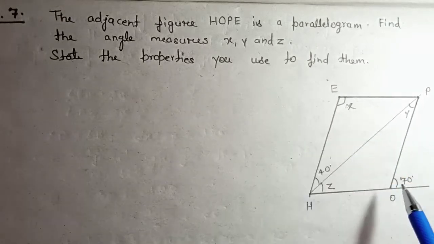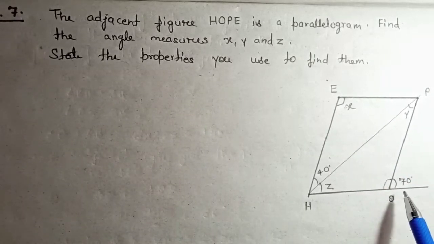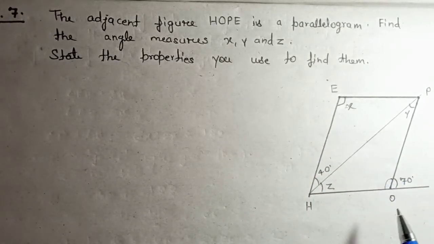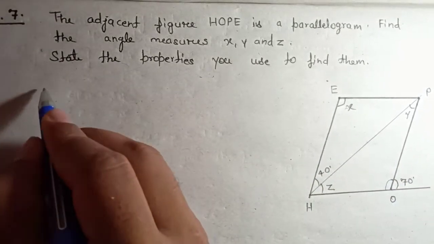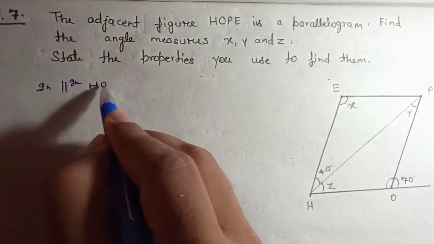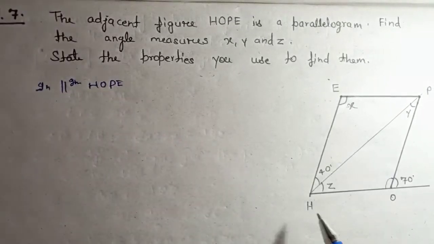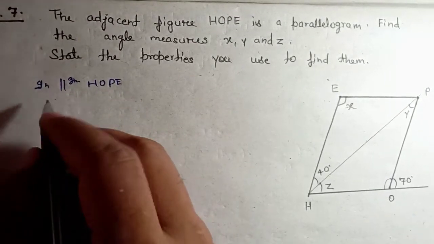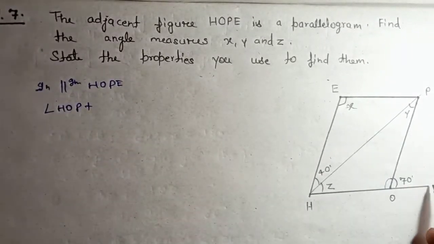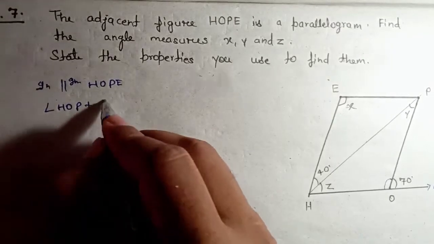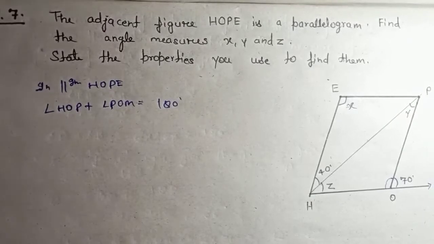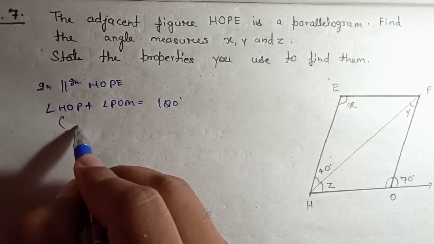So to calculate X, we have to find this one first. This is a parallelogram, so easily you can get opposite angles. So to find HOP, angle HOP plus angle POM, this is line M, is equal to 180 degrees. Why? Because they form a linear pair.